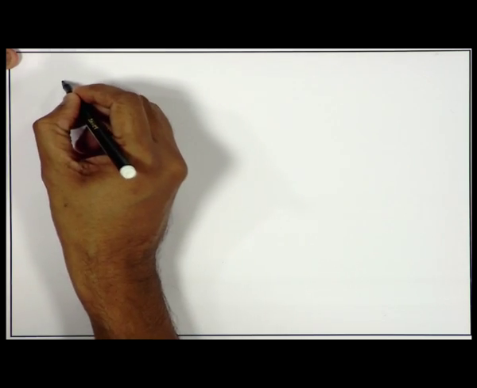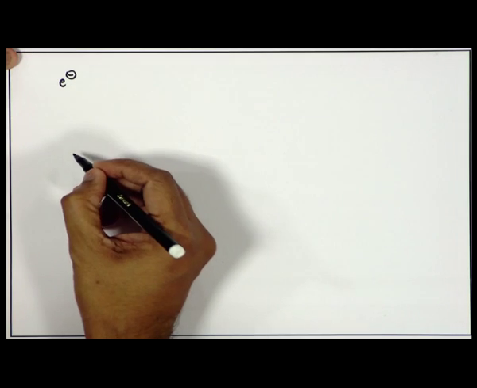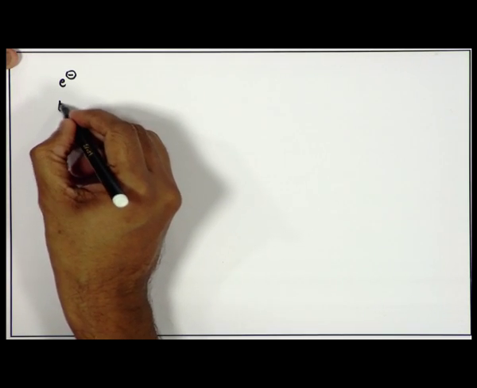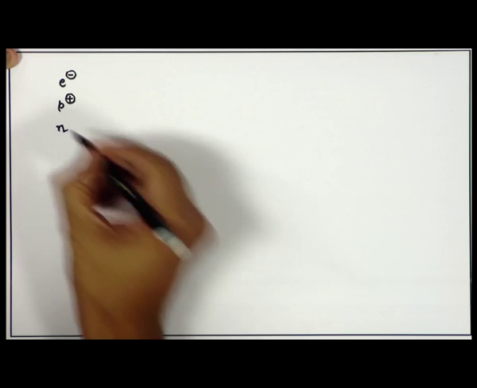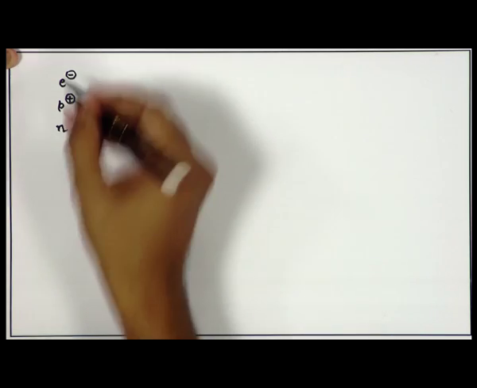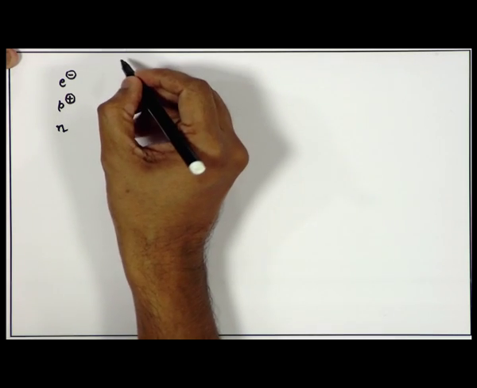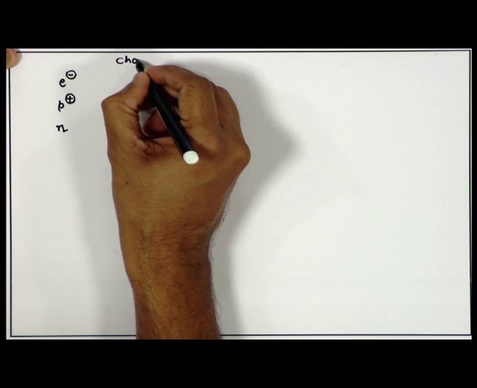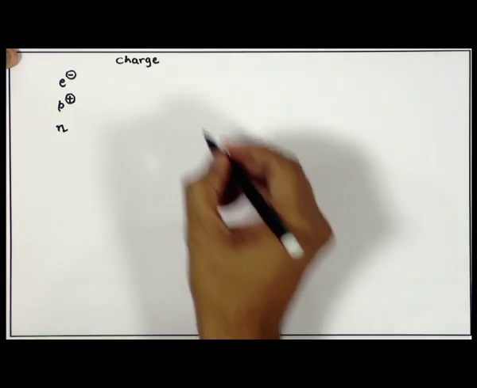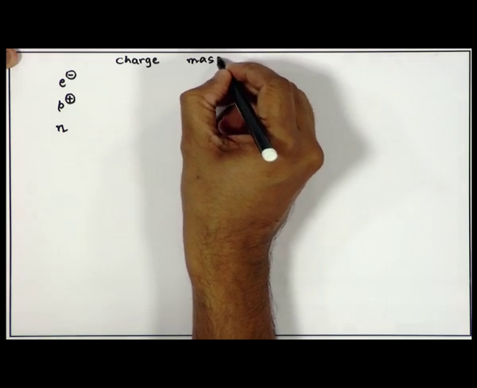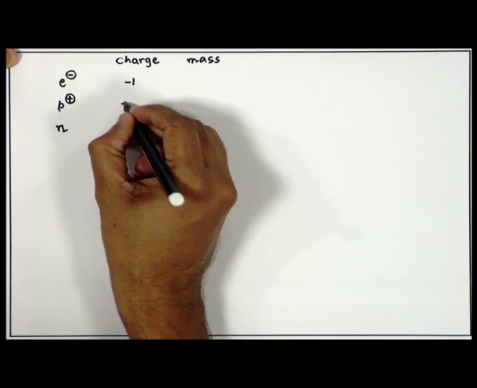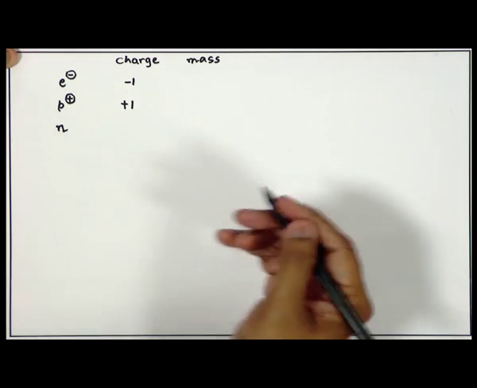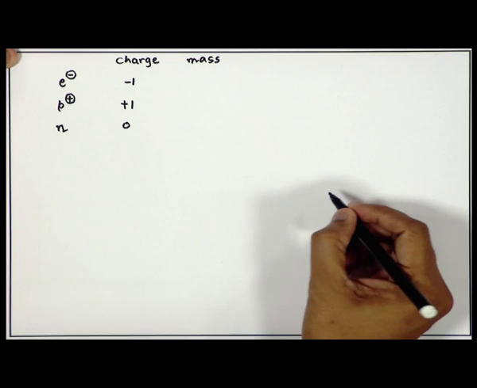Let us summarize first before we start any further. We discussed the electron, which I call E minus, then the proton, which I call P plus, and then the neutron, N. These are the 3 fundamental particles that we discussed. Let us make this table. We have charge and mass. If you remember, the electron had a relative charge of -1, the proton had a relative charge of +1, and the neutron is a neutral particle, so its charge is 0.